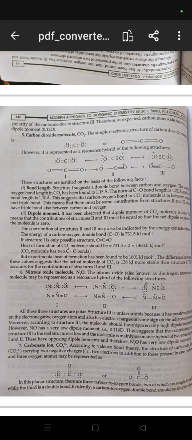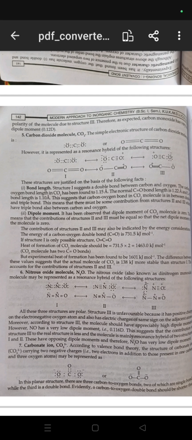Seventh, carbonate ion. According to the valence bond theory, the structure of the carbonate ion carries two negative charges. In this planar structure, there are three carbon-oxygen bonds, two of which are single bonds and the third is a double bond. Evidently, a carbon-oxygen double bond should be shorter than a carbon-oxygen single bond. It is known from X-ray studies that all three carbon-oxygen bonds in the carbonate ion are of equal length, which lies between the usual single and double bond lengths.